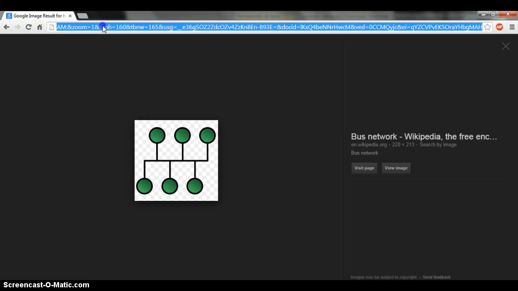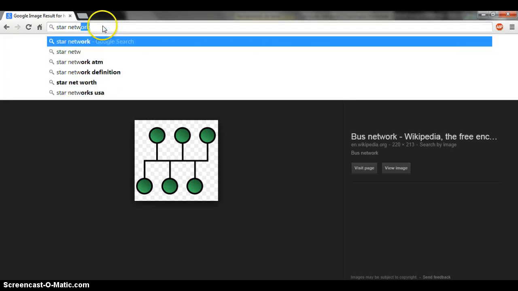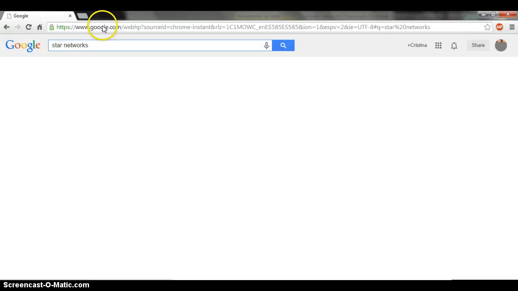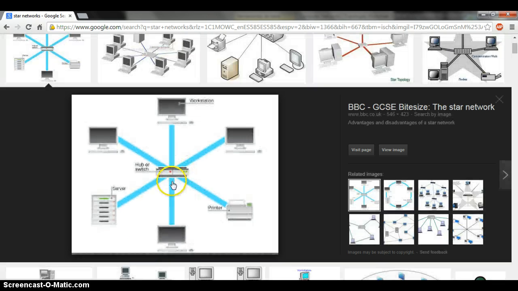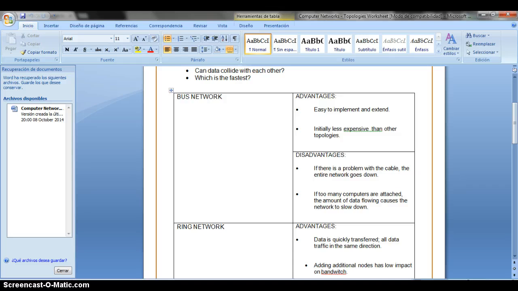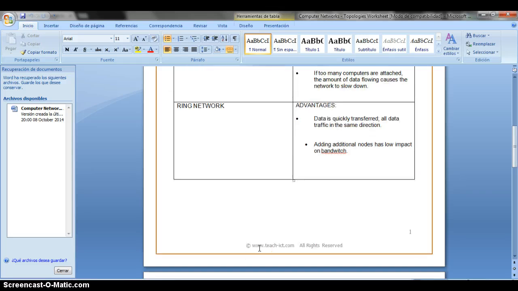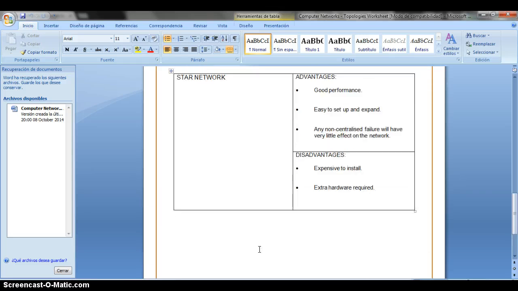Star networks have each computer or device connected to a central hub or switch, so it has a star form. The hub does not perform any routing of the data, and consequently, the data is sent to all other computers and devices on the network. The advantages are that it has good performance, is easy to set up and expand, and any non-centralized failure will have very little effect on the network. The disadvantages are that it is expensive to install and extra hardware is required.